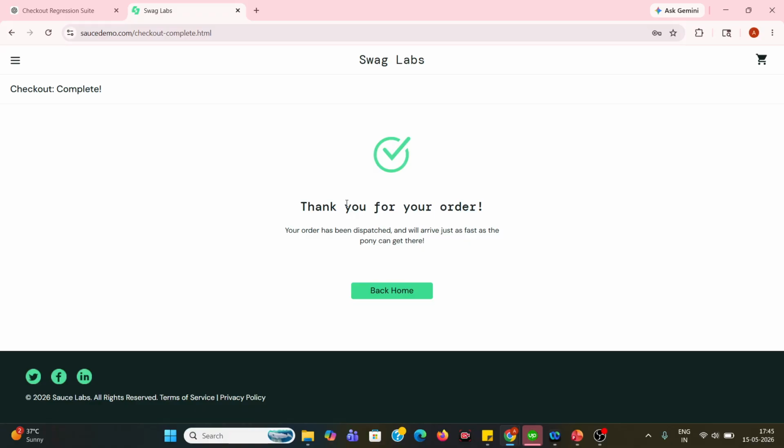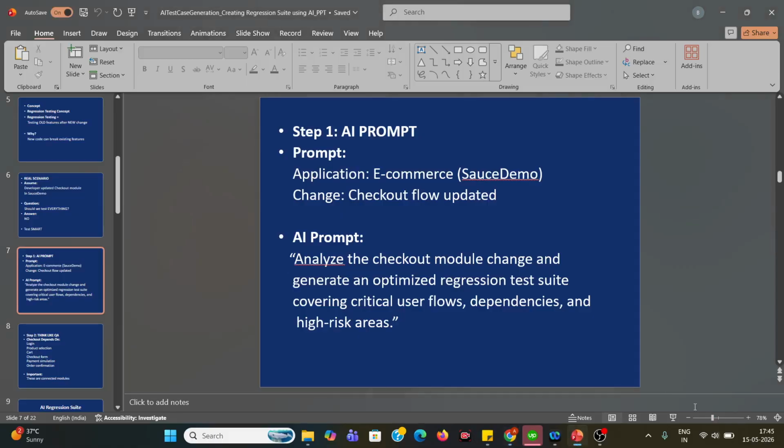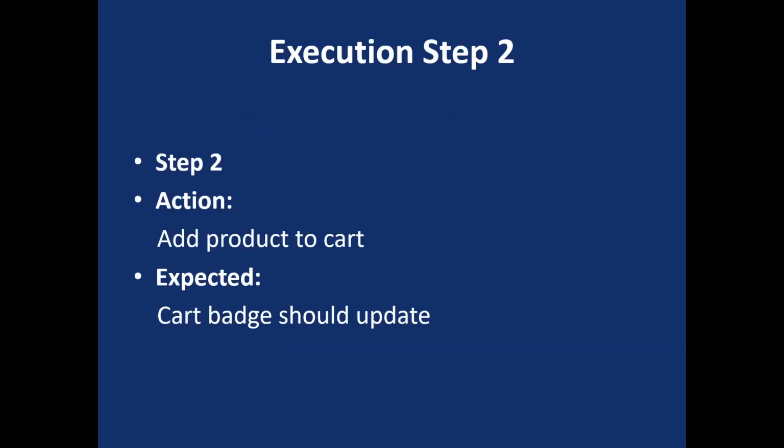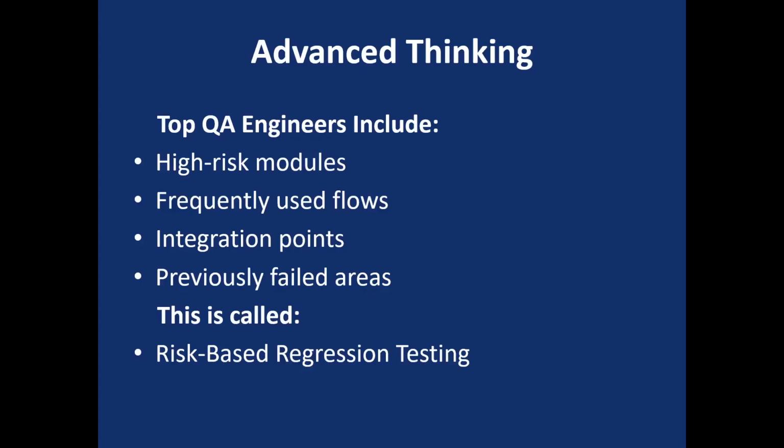I just gave you one flow, so you can try different scenarios as we saw in this ChatGPT output. Fine. Now if we talk about the real QA insight, understand this: we did not test all products, we did not test all users, we did not test all combinations, but still covered the critical flow and high risk area. This is basically smart regression testing.